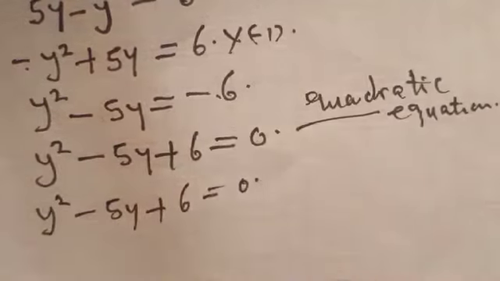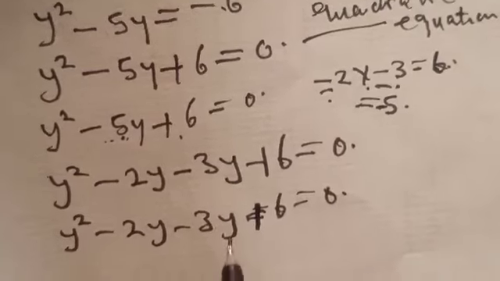We have y squared minus 2y minus 3y plus 6 is equal to 0. You can see that we factor this. We split it into minus 2 minus 3. It's still the same, minus 5y. Then we have y squared minus 2y minus 3y plus 6 is equal to 0.